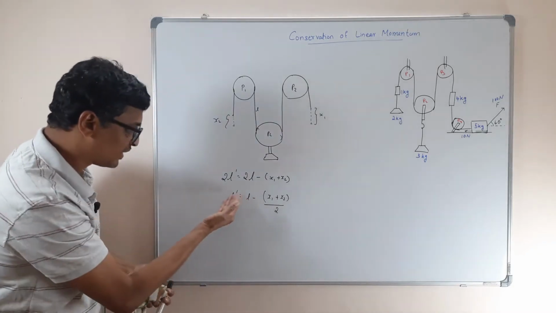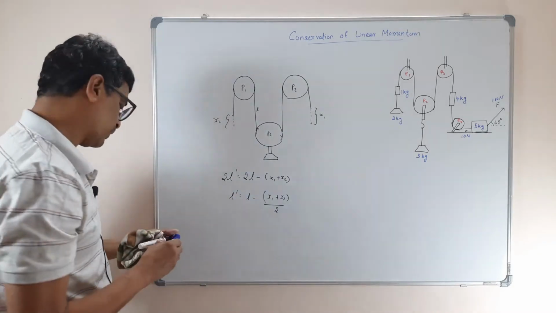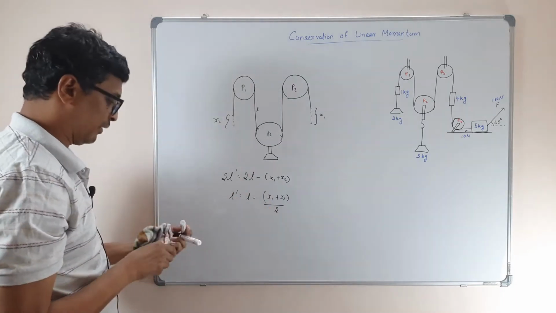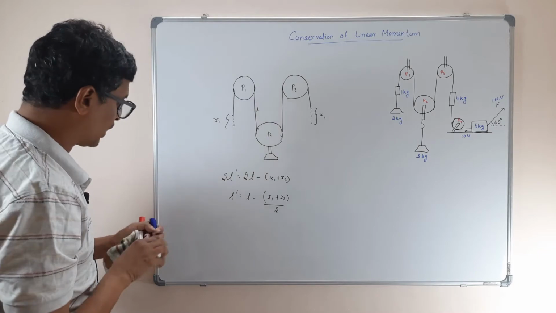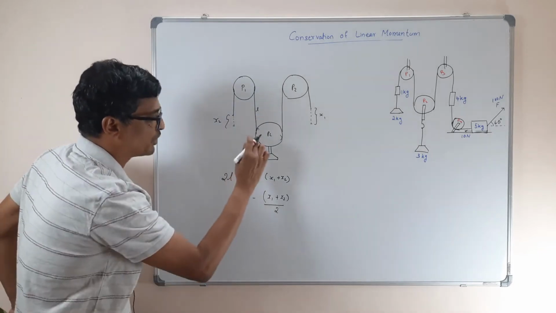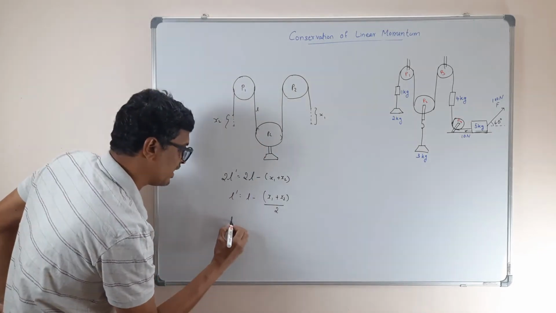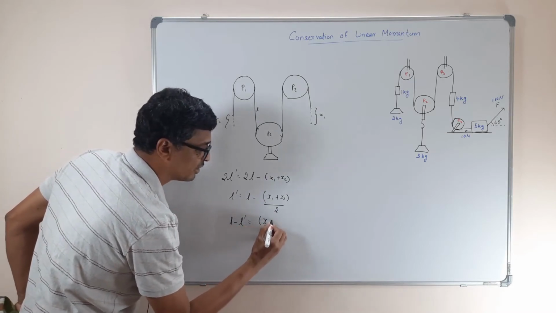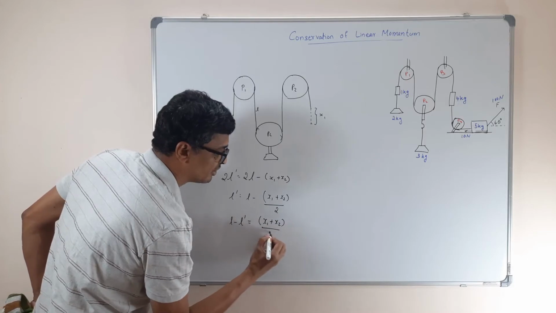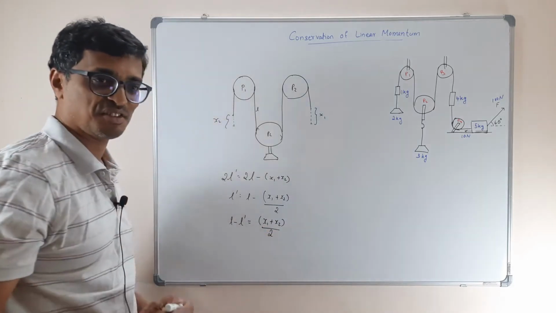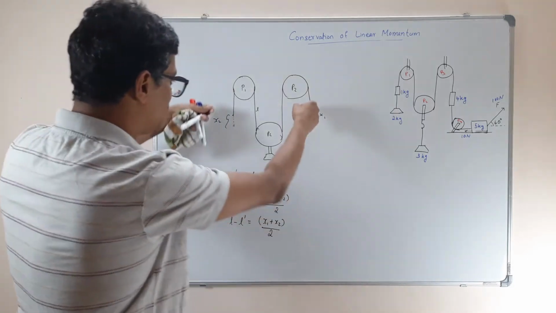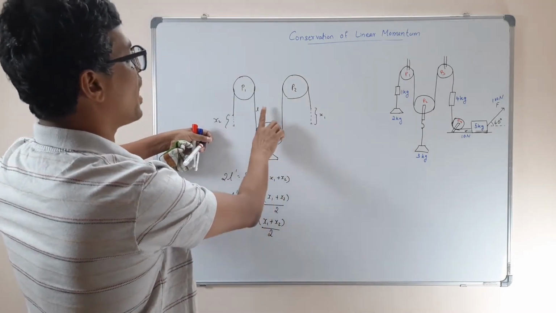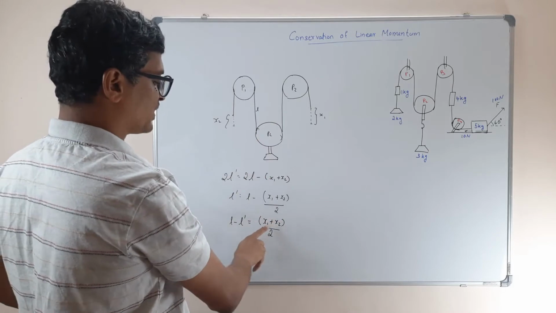So if I take this one here, or I can take this one here, L minus L prime. Let me write it. Because of course L prime is smaller, right? So L minus L prime will be how much? Tell me. (x1 plus x2) by 2. You got it? So now when I move this by x1 and this by x2, how much this will move up will be (x1 plus x2) by 2.